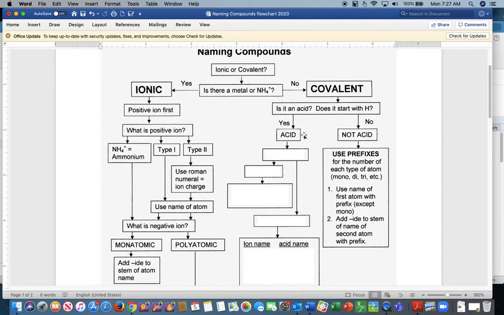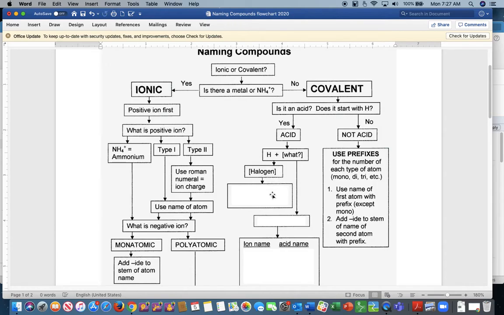Okay, so let's go back to the acid side. If it is an acid, we have to figure out what that hydrogen is with. And let's go down here to this first box. And of course, I'm expecting you to stop and start and rewind this. It'll take you much longer than the video length. So what is the hydrogen with?